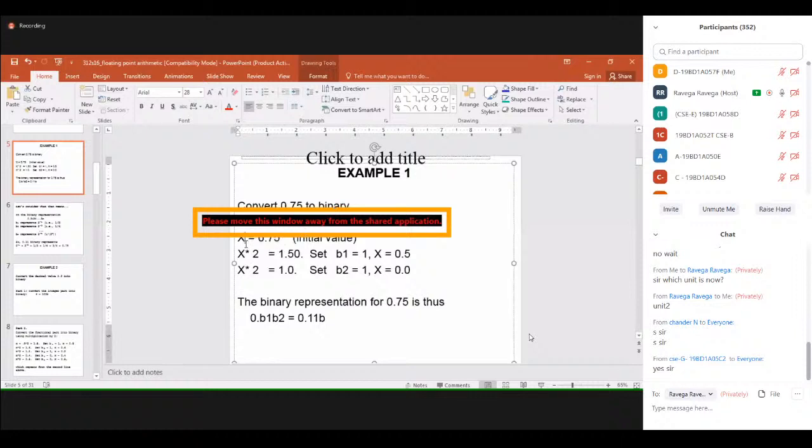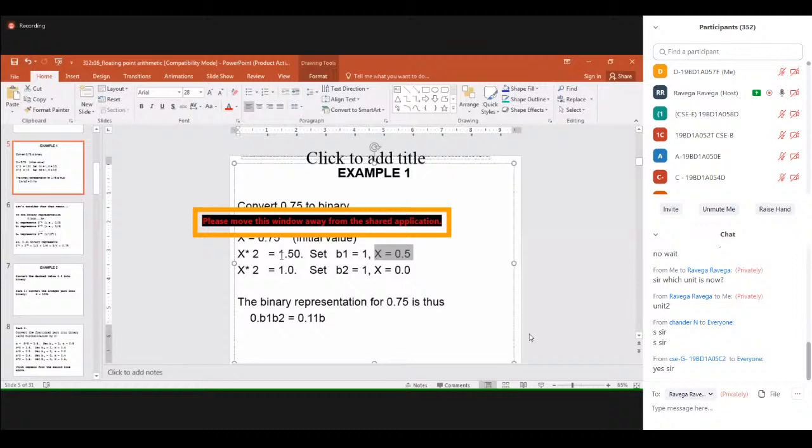So the value of x is here 0.75. That is the initial value. As I am incrementing, I take this x value 0.75 into 2, that is 1.50. Now this integer value is taken as b1 and the fractional value is taken as x equals 0.5.